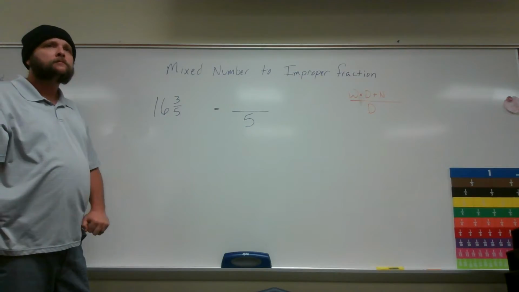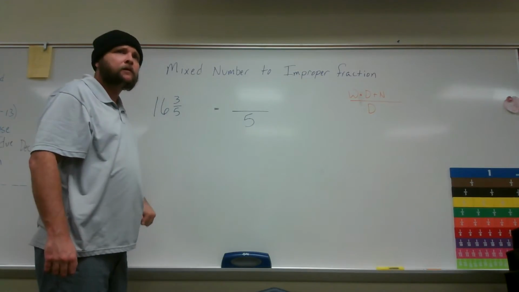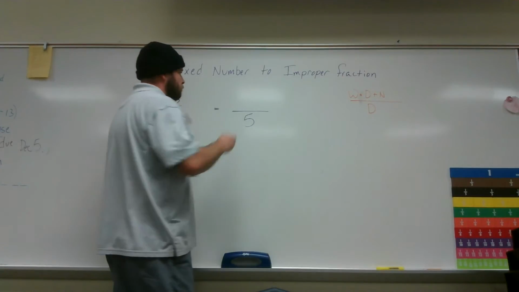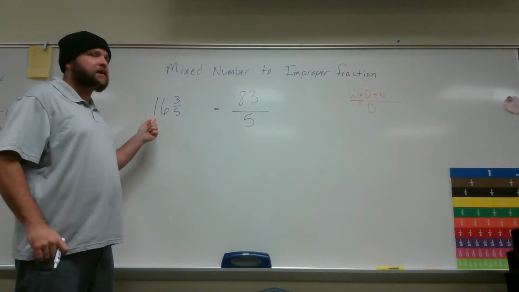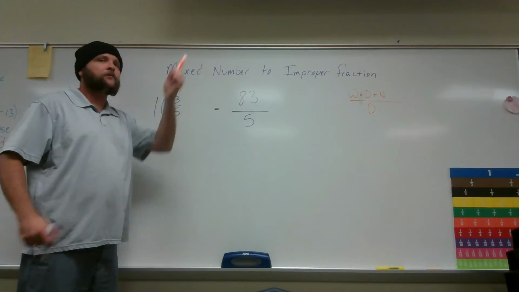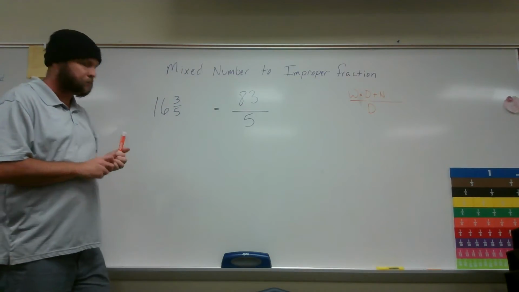All right, what'd you get, Jamie? Is it 83 fifths? Yeah! 83 fifths. Good. Good job, guys. Because 5 times 16 is 80. 80 plus 3 is 83. Denominator stays the same. This is easy.